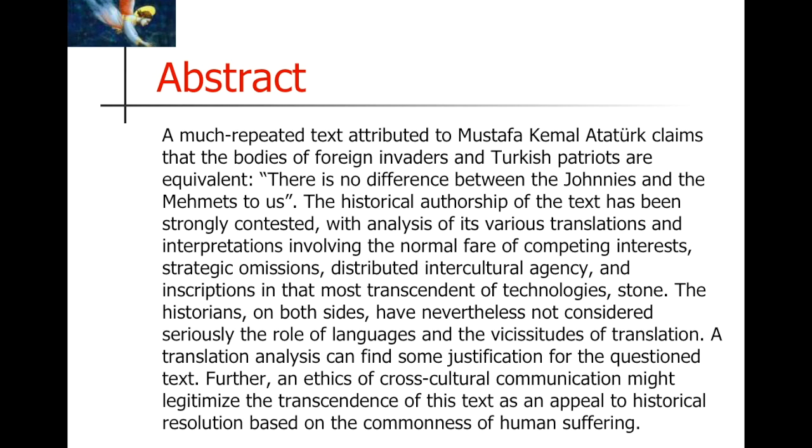Here's an abstract. It's a bit complicated, isn't it? It's of a paper I finished writing this year, and it's about, well, we'll break it up into those 4 parts, I think. That first part just explains what it's on. It's on the great Turkish leader, Ataturk, who said at some stage that there is no difference between the Johnnies and the Mehmets to us.